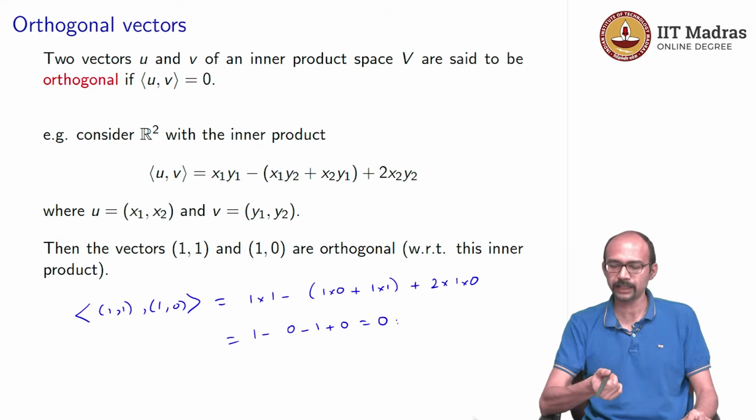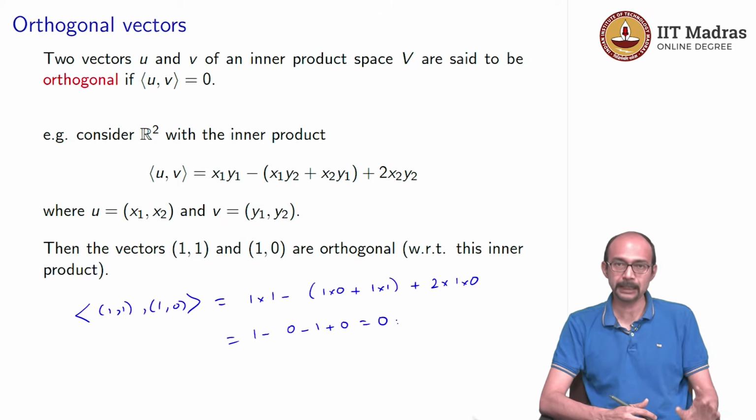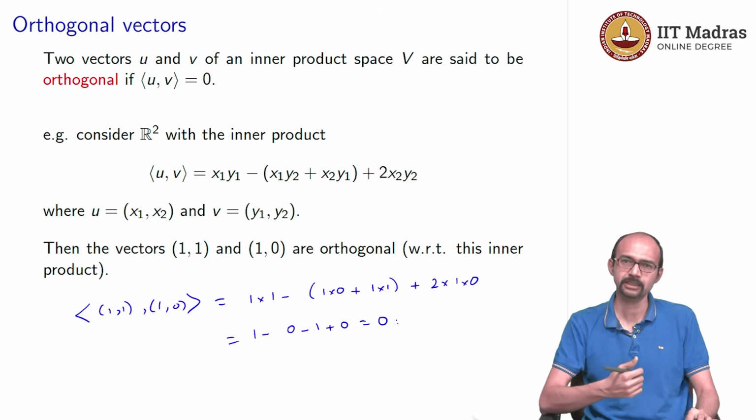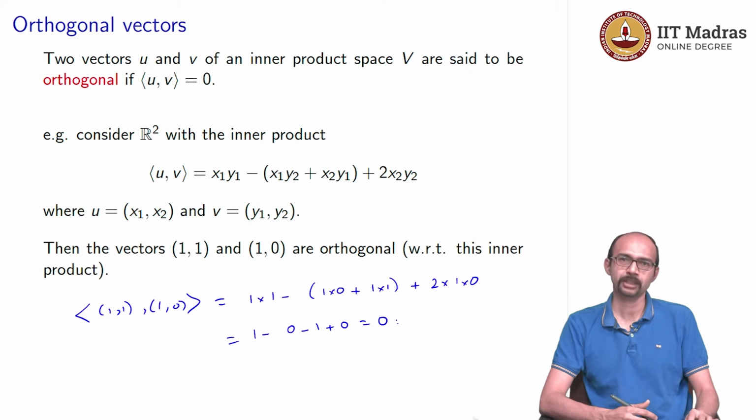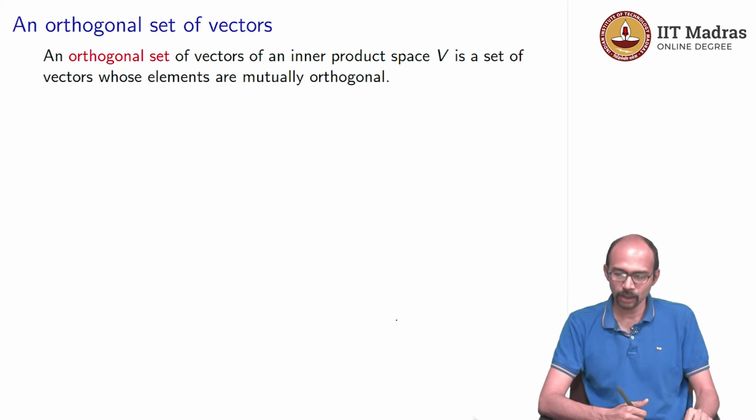I want to point out that in this case we chose this particular inner product on R2. Had we chosen the usual inner product, namely the dot product, then these vectors are not orthogonal. So the notion of orthogonality depends on the chosen inner product, even for Rn. If we say without alluding to any inner product that vectors are orthogonal, then by convention we are talking about the usual inner product, namely the dot product. But if we specify some other inner product and talk about orthogonality, it means with respect to that inner product. Now let us talk about an orthogonal set of vectors.